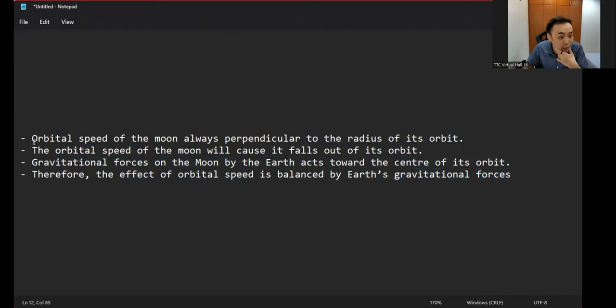Okay, there we go. So can we say the direction of orbital speed is perpendicular to the radius of orbit? Yep. There you go. You screenshot this. I'm not going to wait for you to copy now, because I give you the answer here so you can refer. I'll give you another 5 seconds. 4, 3, 2, 1. Done.